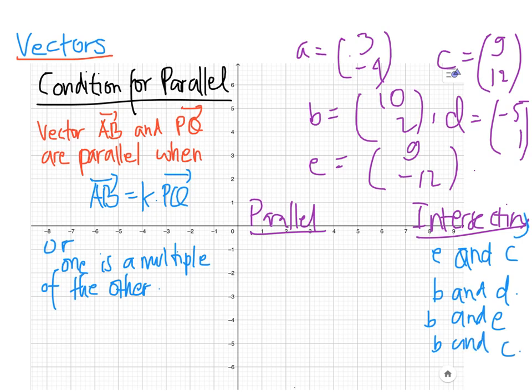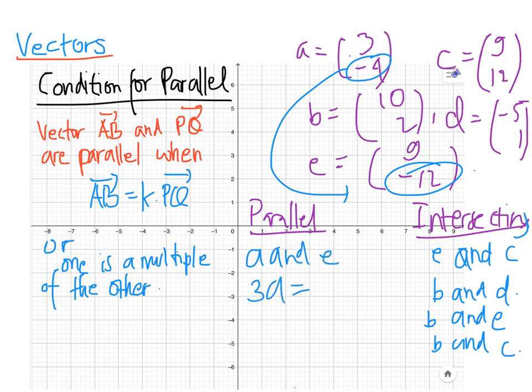How about A? You see A is kind of similar to C in terms of the numbers, like you just times 3. So it's kind of like a multiple, but in A, the 4 is negative, while in C the 12 is not negative. But it's similar to this one. So then A and E, you can tell they're parallel because 3A is actually E, or A is 1/3 of E. So then they're parallel.